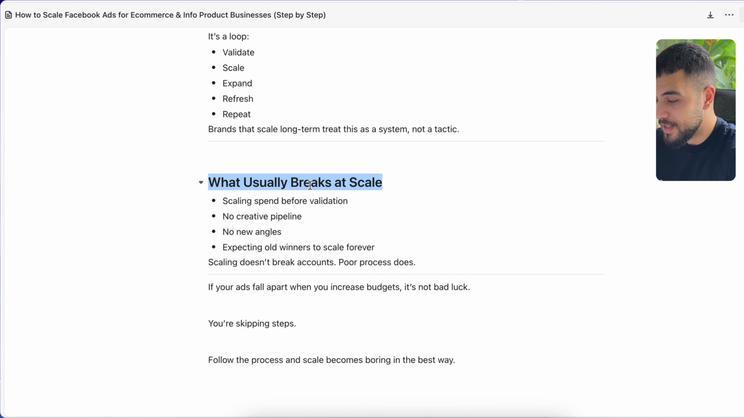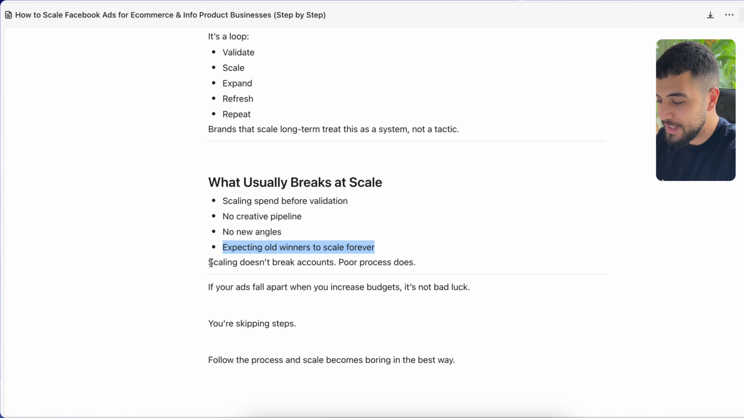What usually breaks ad scale? Scaling spend before validation. If you scale ad spend without validating what you have, then most likely it will not work. No creative pipeline. You don't have a clear creative strategy or creative pipeline. You're not testing new angles. You don't have a structure. You don't know how to do it. And you're also sometimes expecting old winners to scale forever, which doesn't happen. They may win for 1, 2, 3, even up to 1 year, but at some point, they will die out.